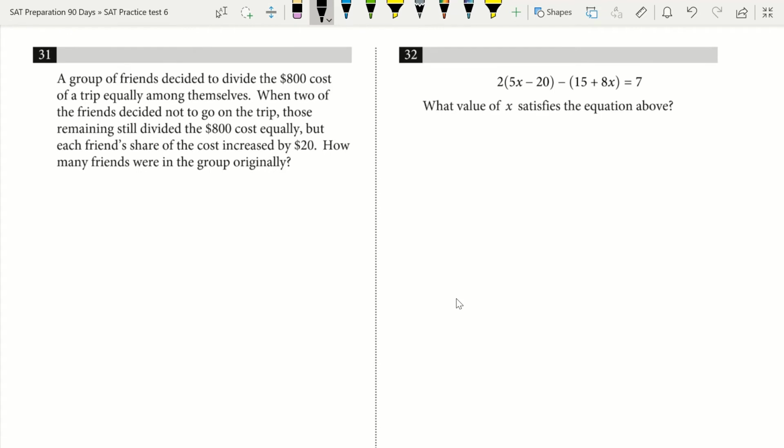All right, a group of friends decided to divide the $800 cost of a trip equally among themselves. When 2 of those friends decided not to go on the trip, those remaining friends still divided the $800 cost equally. But each friend's share of the cost increased by $20. How many friends were in the group originally?